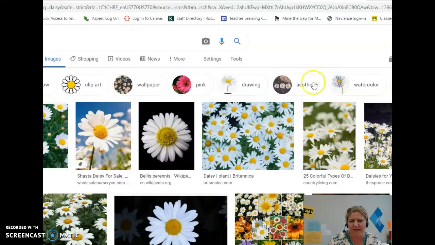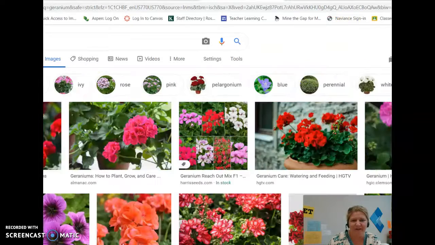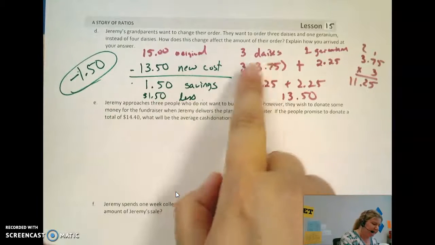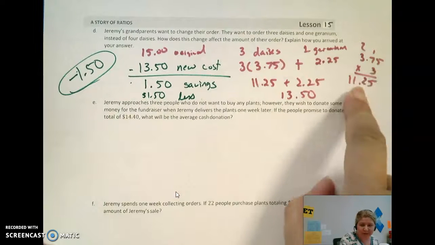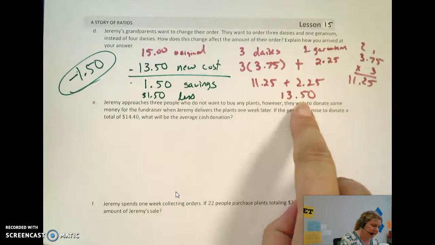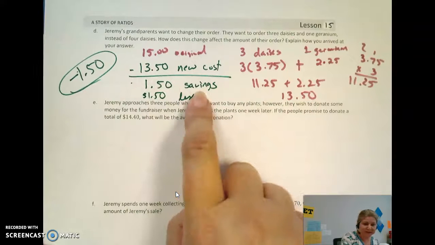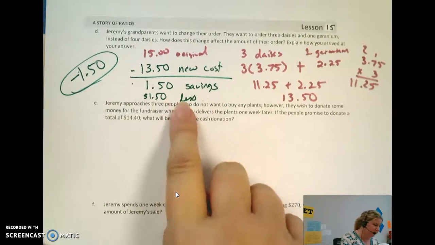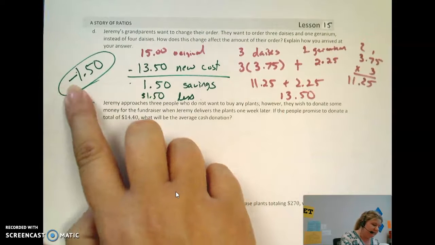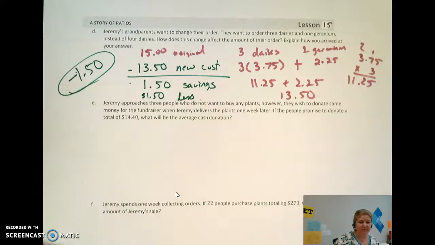I can't help it. I got sidetracked. Okay, here's daisies. These are geraniums. So to make up for my flower picking time, the 3 daisies came out to $11.25, and then plus the $2.25, $13.50, meaning we have a savings of $1.50 or $1.50 less. So the change was less $1.50.